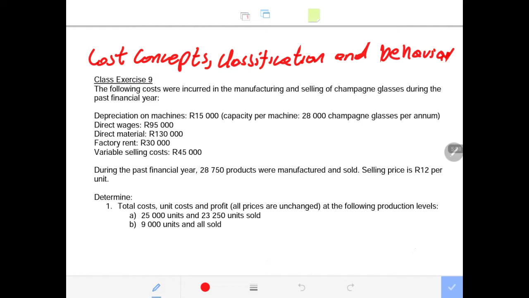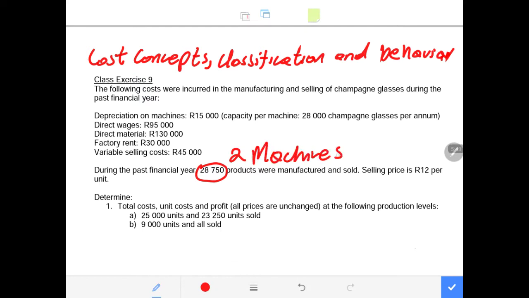Now we are further told that the selling price was 12 rand per unit, and we are very clear that 28,750 units required two machines. I want to highlight this because it's very important.